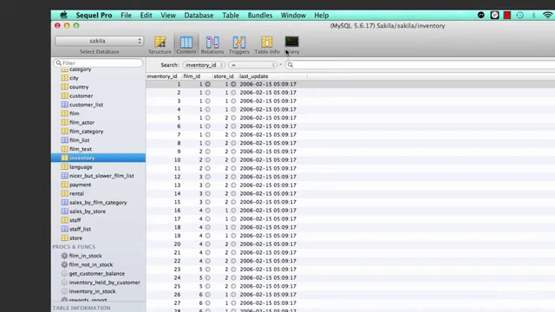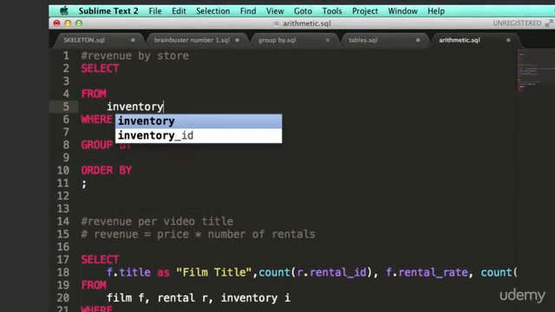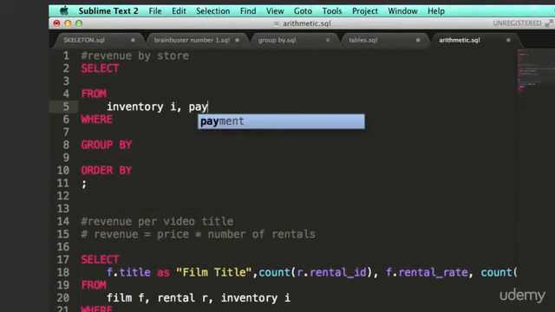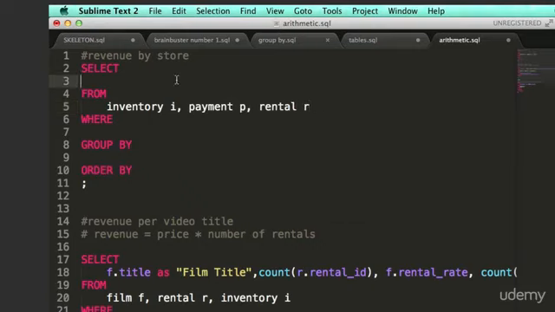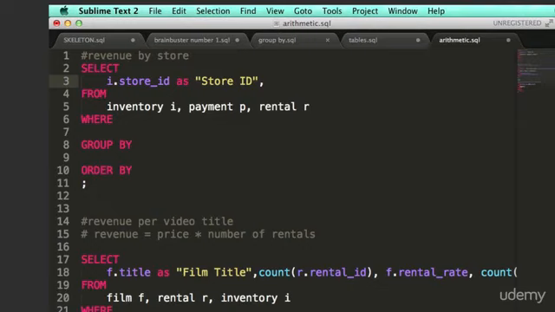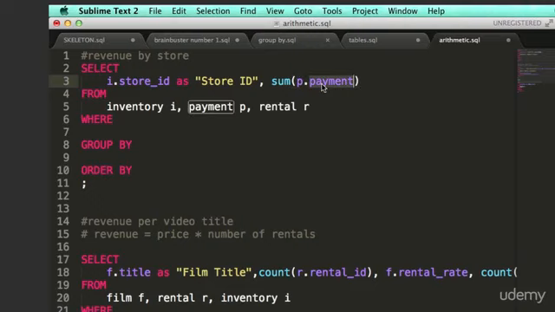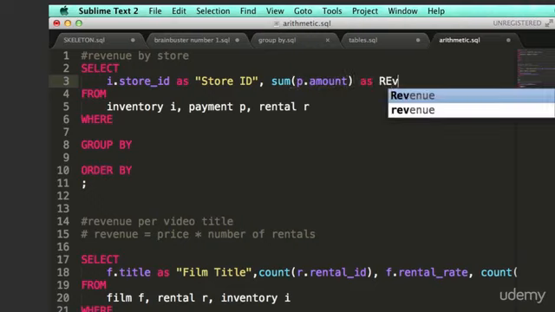Okay, so the store ID is going to be important. From inventory, and payment was a big one because that's where the money is. We also need rental. So what do we need from there? We need i.store_id because that's what we want to group by. Let's get in the habit of naming these; I always like to name them. Store ID. And then let's go sum, that's the revenue. So sum of p.amount as revenue.